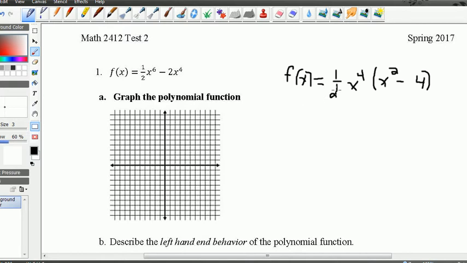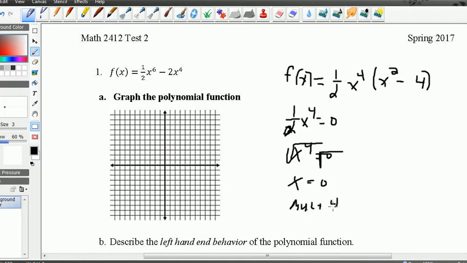Now, you take each piece, set it equal to 0. Even with that 1/2 there, x to the 4th, by setting that equal to 0 and multiplying both sides by 2, you're going to end up with x to the 4th equals 0. Take the root. So now you know you got x equals 0 with multiplicity of what? 4. So that tells me that's going to be a bounce.